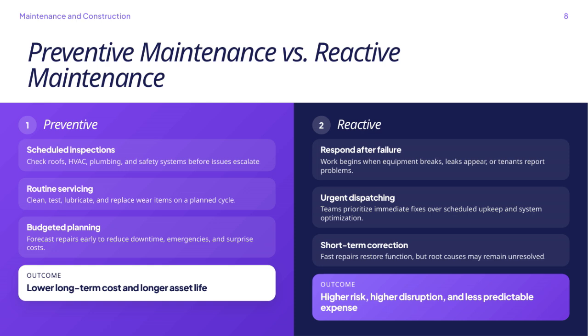So the key takeaway here is that preventive maintenance helps us stay ahead, saving costs and improving reliability, whereas reactive maintenance tends to be more costly and disruptive over time.